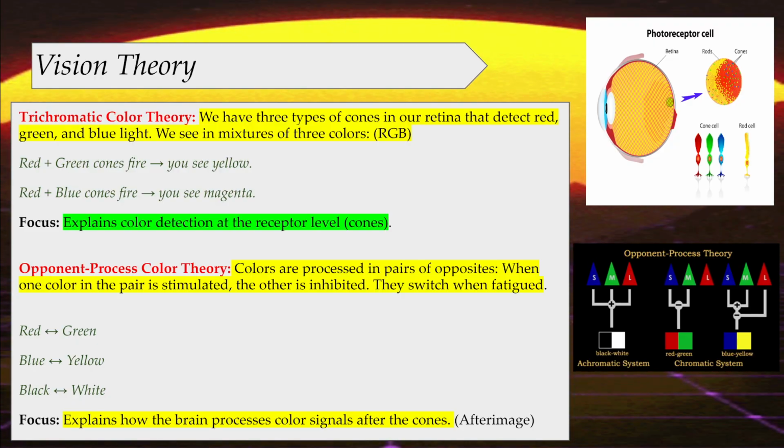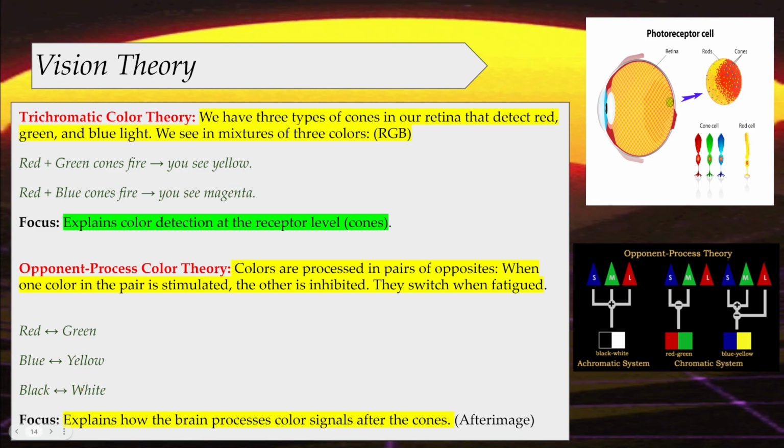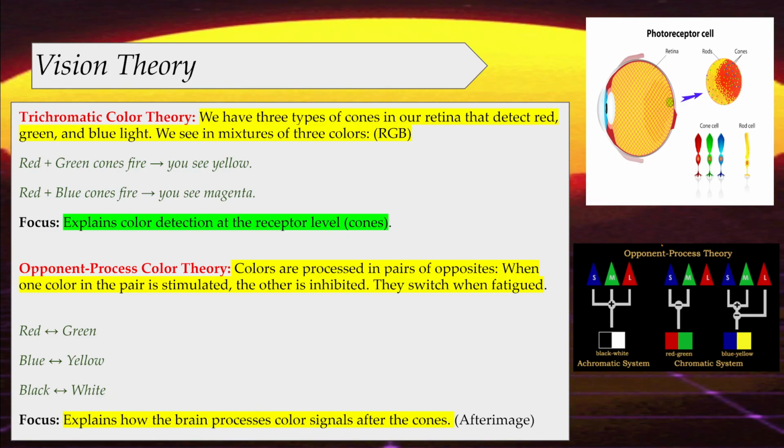So the opponent, kind of opposite colors are as follows. We have red that switches back and forth with green, yellow and blue switching back and forth, and black and white. This just kind of explains why we have afterimages and things of such.